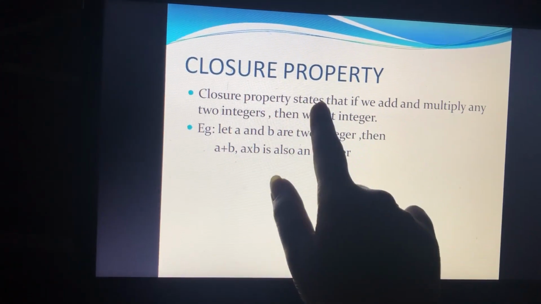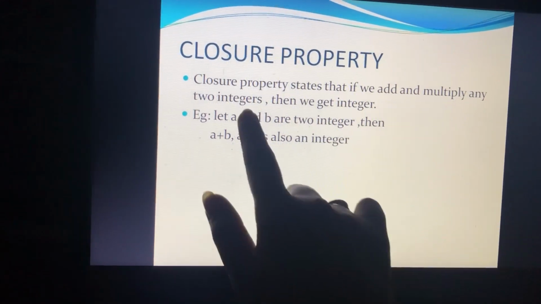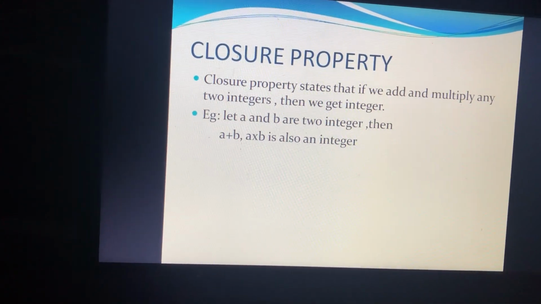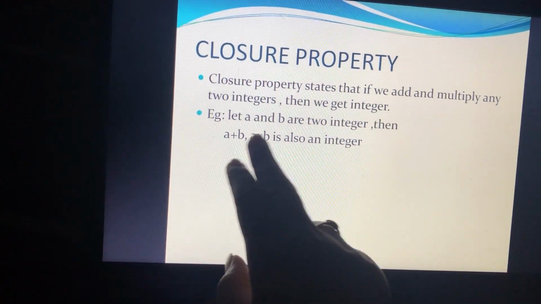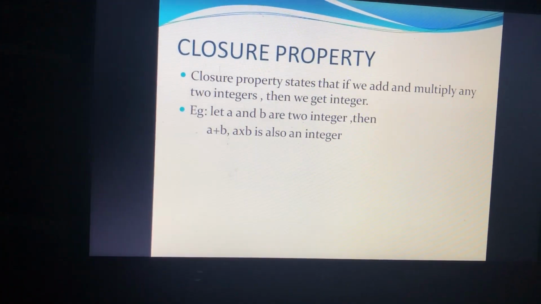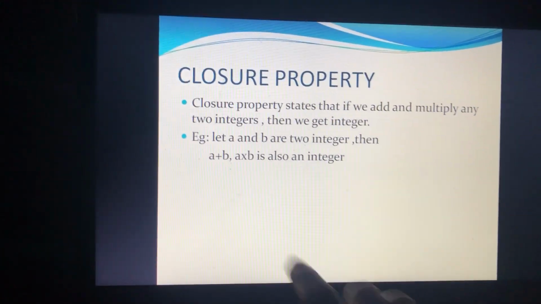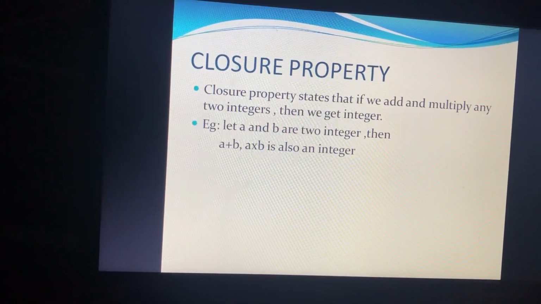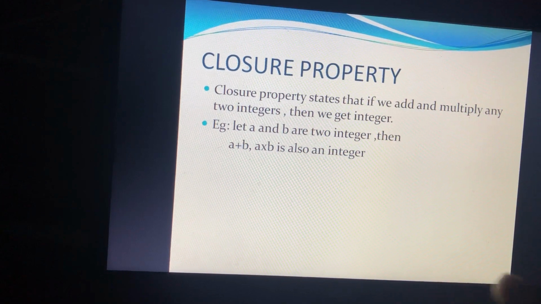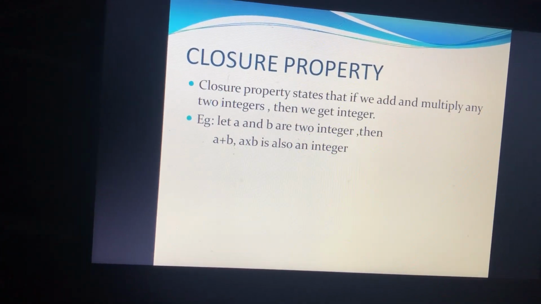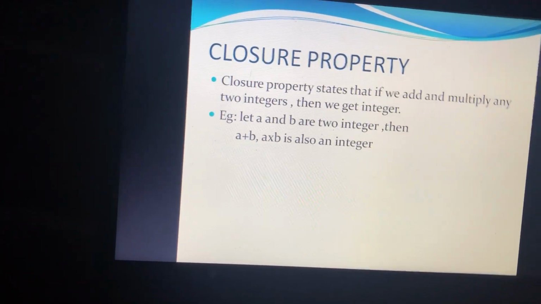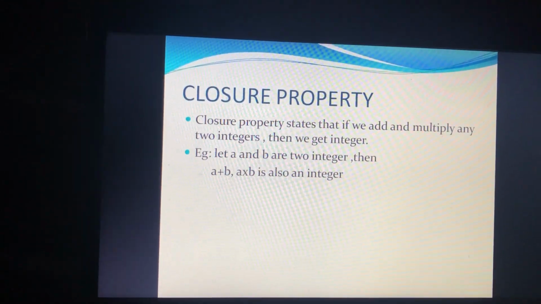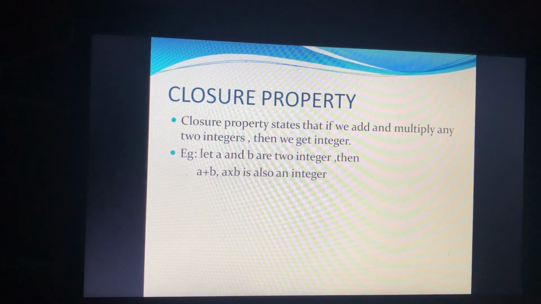Closure property states that if we add or multiply any two integers, then we get an integer. When we add or multiply two integers, the answer is always an integer. For example, 2 plus 3 is 5. 2 and 3 are integers, and when we add them, 5 is also an integer. 2 multiply 3 is 6. 2 and 3 are integers, and 6 is also an integer. That is how closure property works.